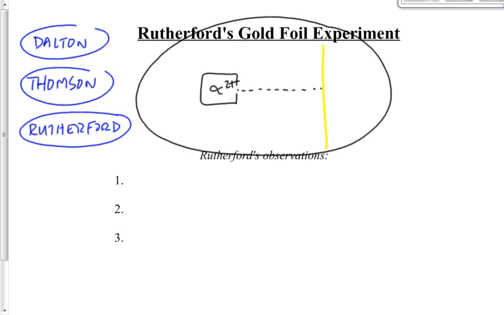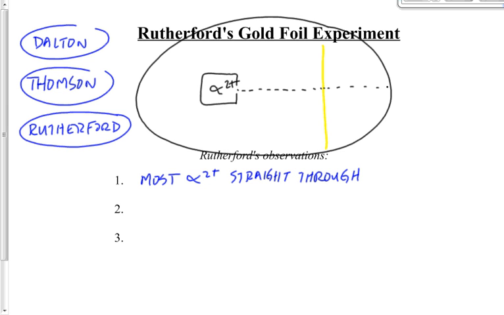Rutherford and his assistants, Geiger and Marsden, observed three things. They observed that most of the alpha particles did what? Most of these little alpha particles fired one by one at this gold foil did what? Most of them went straight through, yeah. Okay, most of the alpha particles just went straight through, which is exactly what we predict, right? Most of them go straight through.